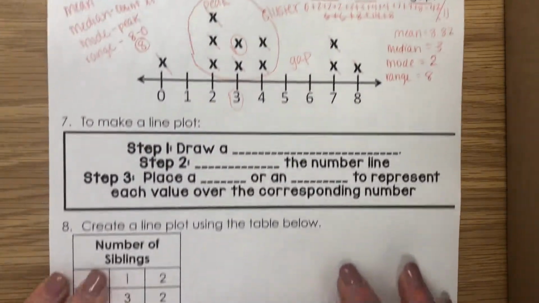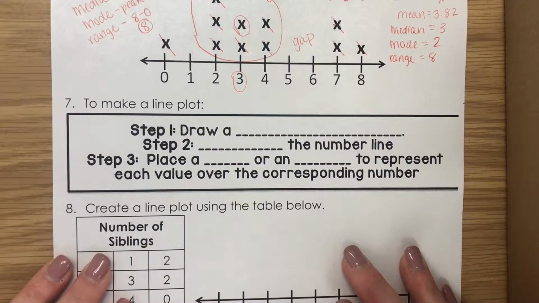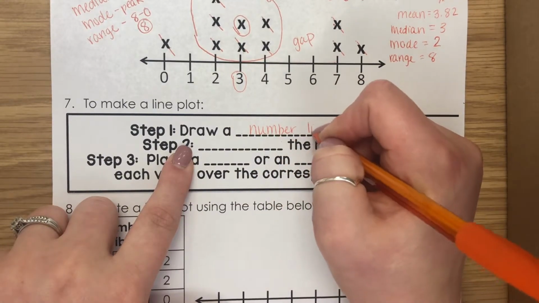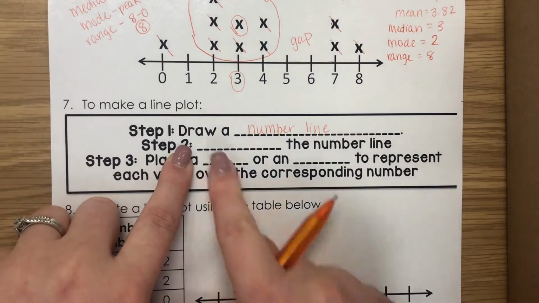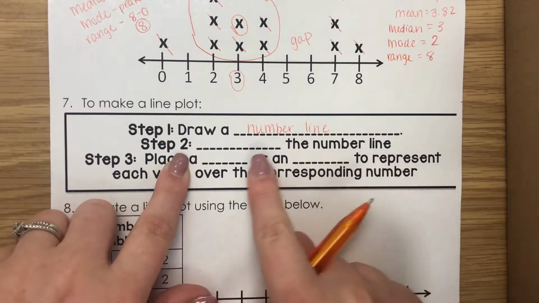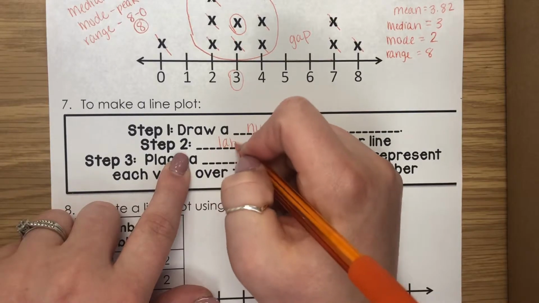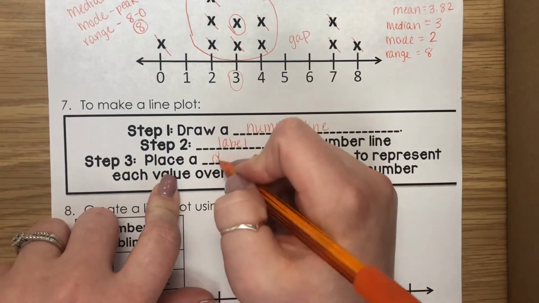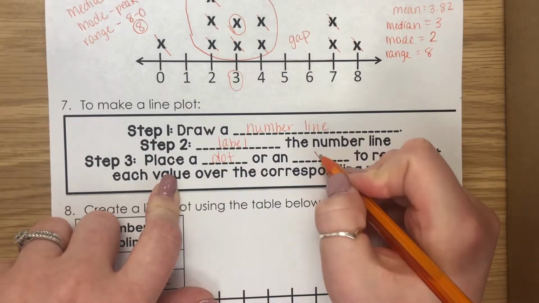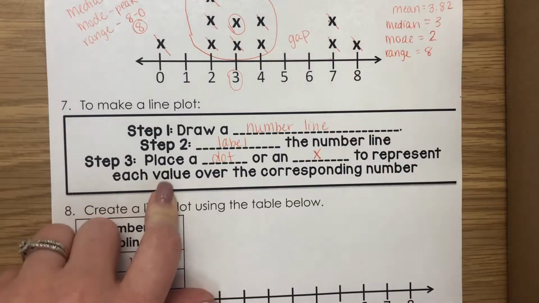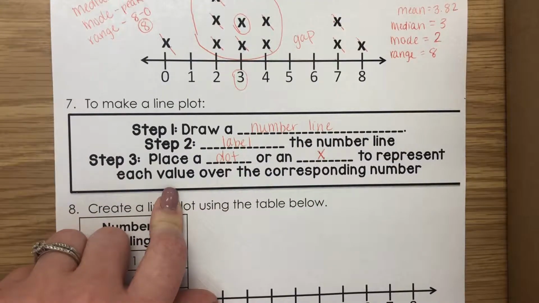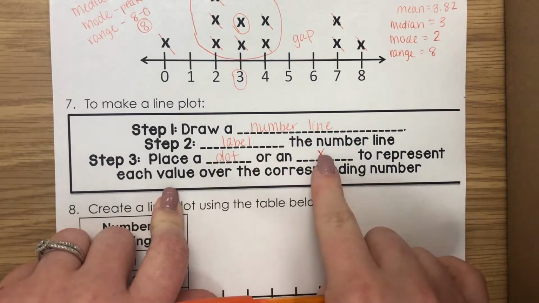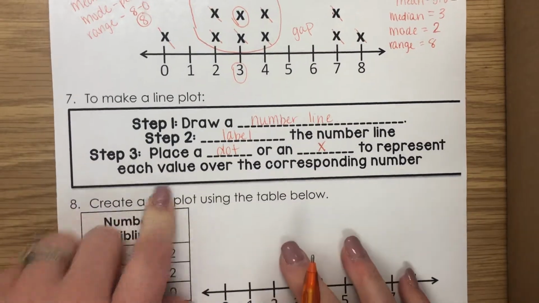So now the next thing that we need to talk about is how to make a line plot. Step 1 is going to be to draw a number line. So if you're given data and you need to make a line plot, you're going to have to first draw a number line. Step 2, you're going to have to label the number line. Step 3, place a dot or an X to represent each value over the corresponding number. So make your number line, label your number line, and then place a dot or an X for how many times that number appears in the data.